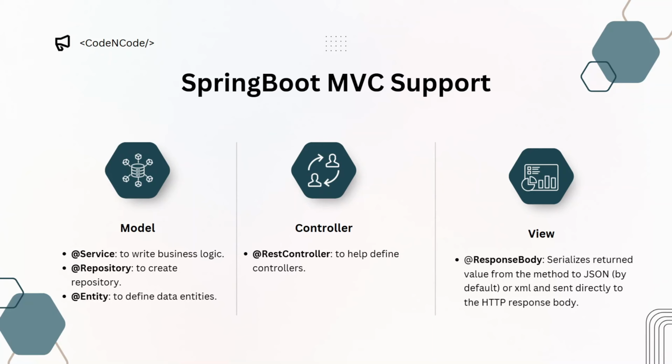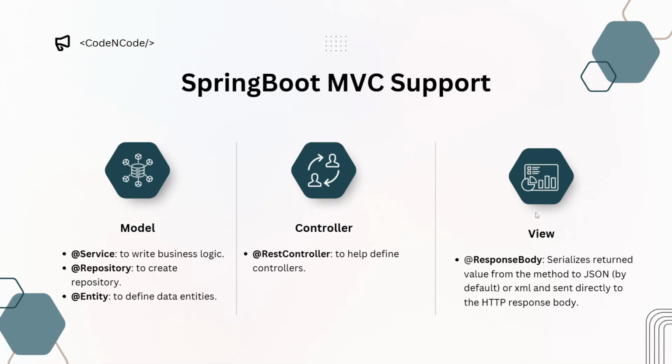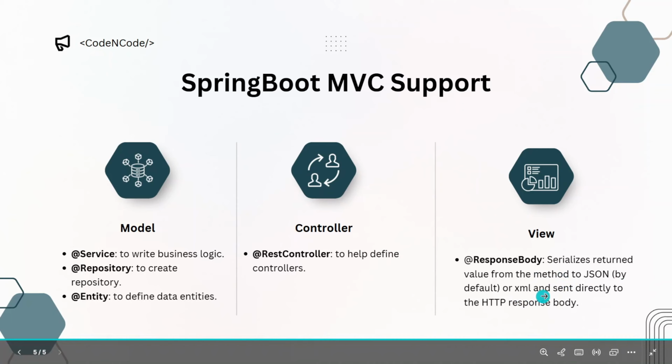And who does the job of converting the result into either JSON or XML? Of course, Spring Boot does it using the Jackson library, right? And any function that you define in the controller, which will be called if a certain endpoint is called, right? You can annotate that function with @ResponseBody. So what Spring Boot will do using this annotation is convert the response of that function from the controller into an HTTP response, right? Basically, it serializes the return value from the method of the controller to JSON or XML, and sends it directly as the HTTP response body.